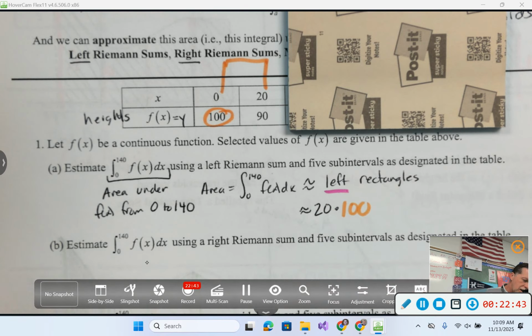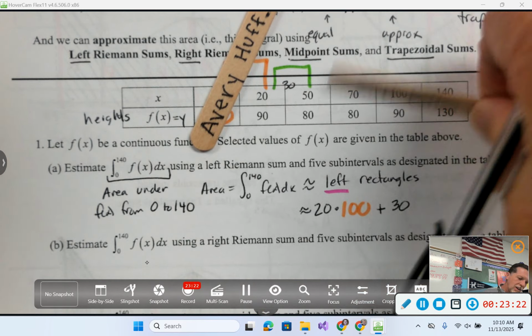So Zach, maybe it'd help if I covered up everything else. So Zach, from 20 to 50 with heights of 90 and 80, what's the base? Which base? 30. Good. He was not fooled. He didn't pick 20 or 50. That width is 30. So the base is 30.